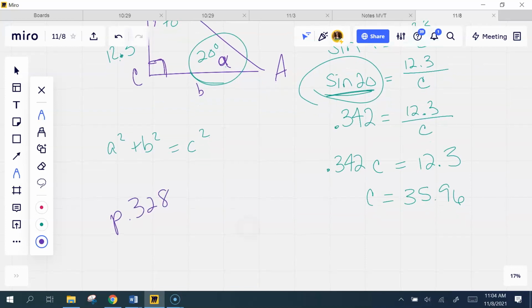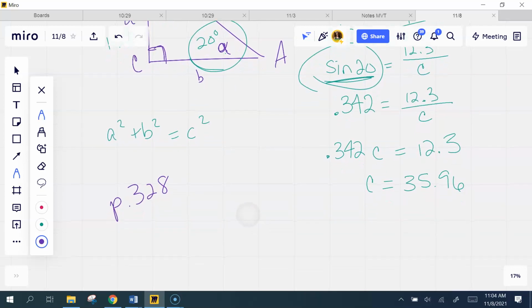328. Most of these are really, really straightforward. Could have technically done those other things, but that'll be good.